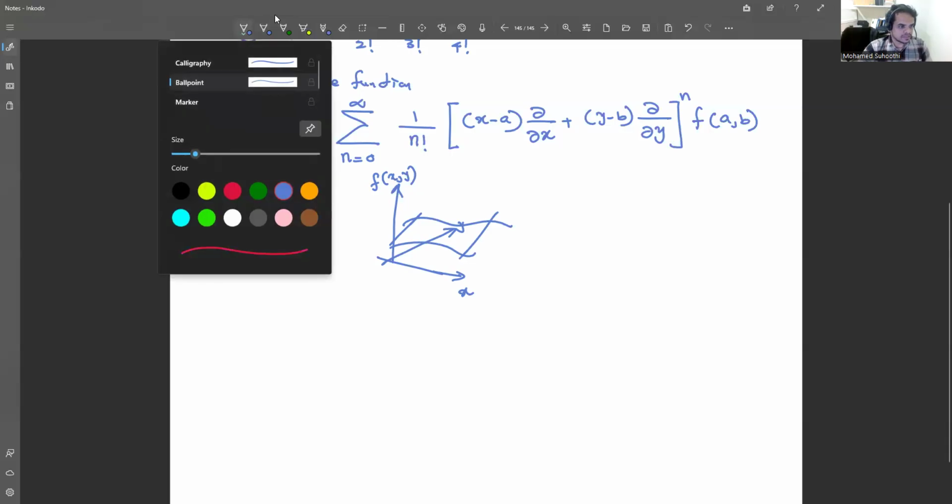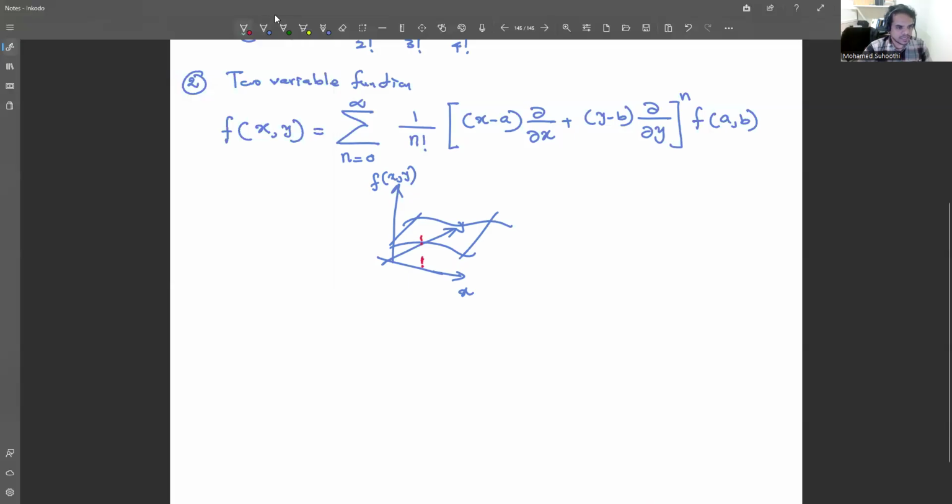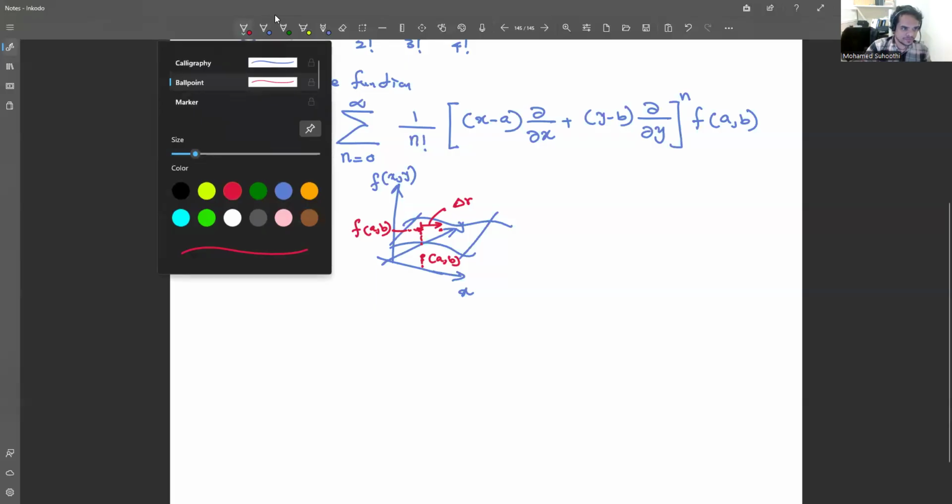What is actually happening here? You know the value of the function at one point. At this point, you know the value (a, b). You know the function value f(a, b). If you know this value, you are going to find the function value at some distance from here. This distance is a vector, let's say delta r. That's what we are going to study here.